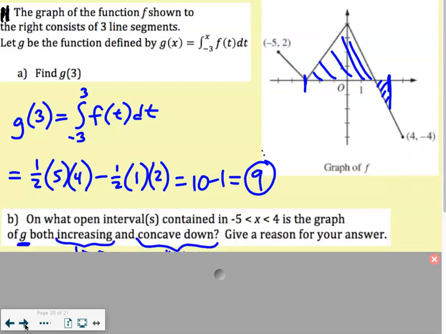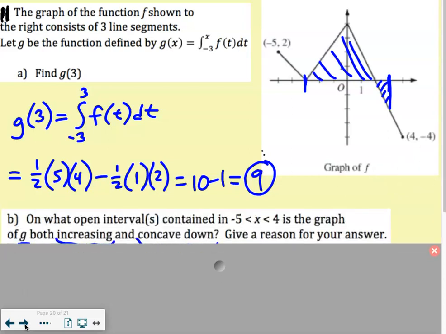Okay. Next part. On what interval from -5 to 4 is the graph of g both increasing and concave down? Give a reason for your answer. Well, how do we know when g is increasing? When g prime is positive, right? We need g prime. We don't have g prime. We have the graph of f, right?